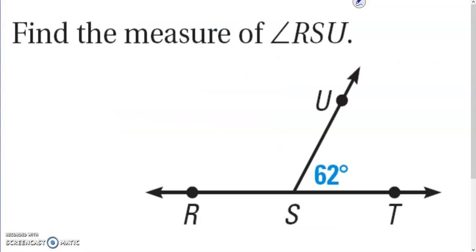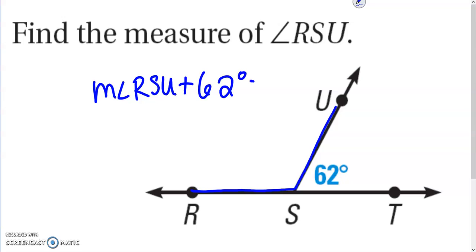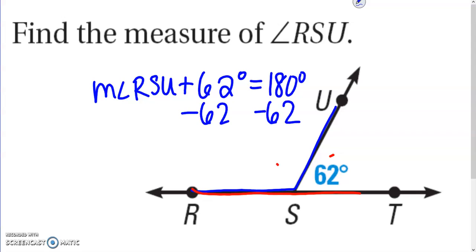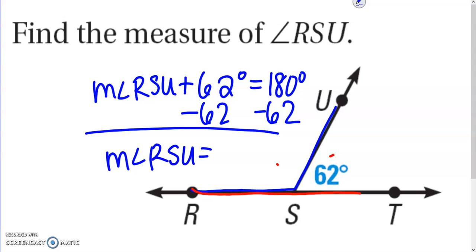So find the measure of angle RSU. We know the measure of angle RSU plus 62 degrees equals 180 degrees. This is a straight line, so we know these two angles add up to 180. So if we subtract 62 degrees from both sides, we get that the measure of angle RSU is 118 degrees.